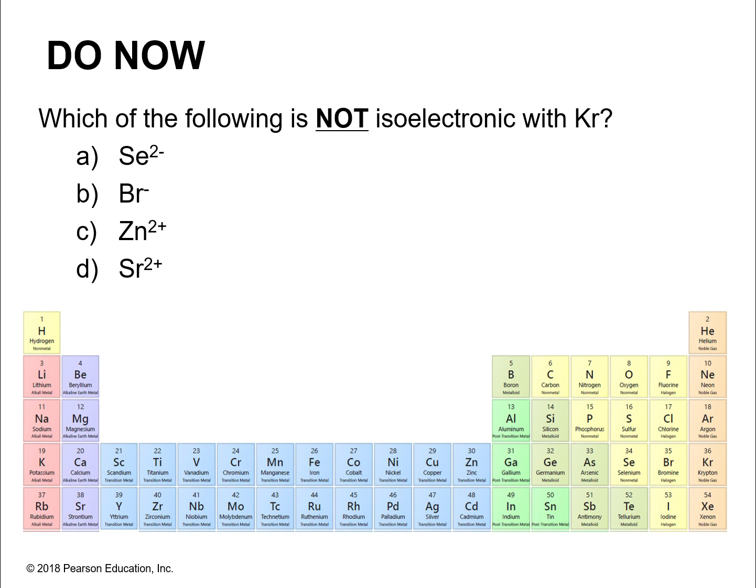If you have an answer, feel free to put it in the chat. I'm going to go over it. The question is asking, which of the following is not isoelectronic with krypton?